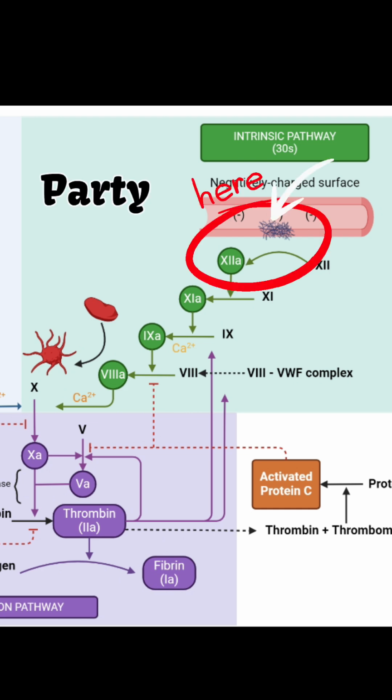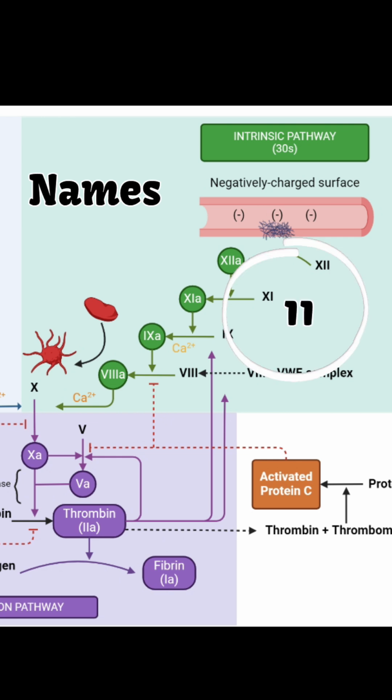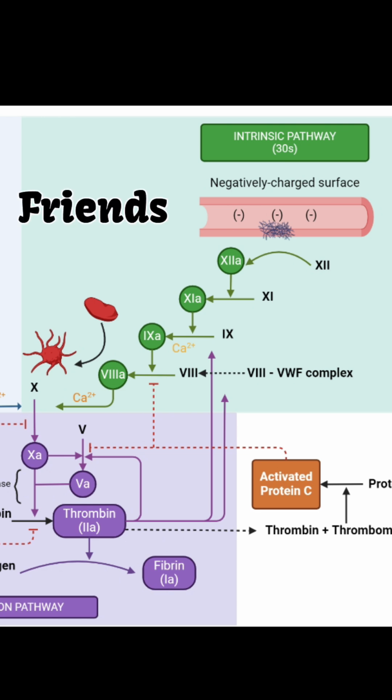Party. Factor 12, Hageman factor, is activated by a negatively charged surface, like a party room with a lot of static electricity. It's the starter of the party. Names. Factor XI, plasma thromboplastin antecedent, is activated by factor 12a. This is like remembering the names of your friends at the party.